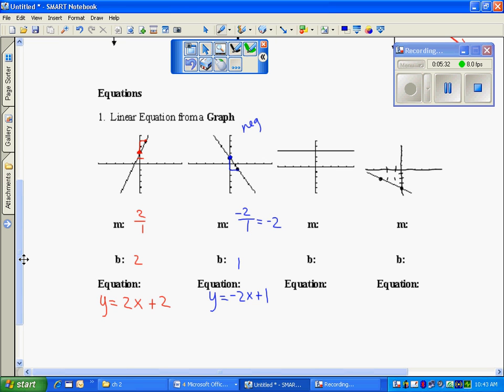Third line, start value or y-intercept is at positive 3. My slope is 0. There is no slant to that line, so y equals 0x plus 3, which can be rewritten as y equals 3. Notice it's a horizontal line.